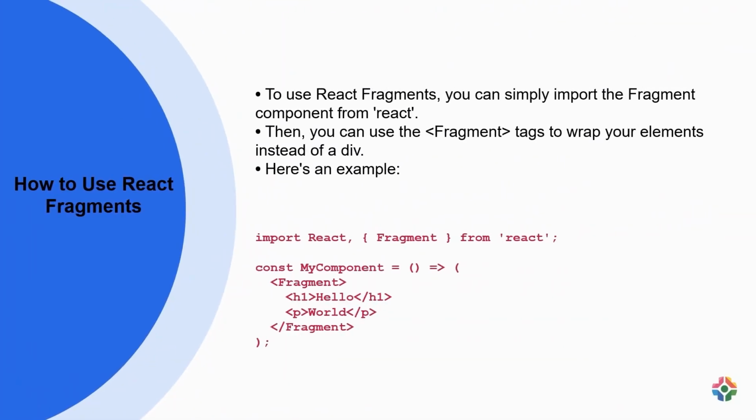React Fragments provide a way to group multiple elements without introducing extra nodes in the DOM. By importing the Fragment component from React and using fragment tags to enclose elements instead of a div, you can achieve cleaner JSX code. For instance, in a component where you need to render multiple sibling elements, you can utilize React Fragments to encapsulate them without adding an extra div container. This can be particularly useful when you want to maintain a tidy and optimized DOM structure.